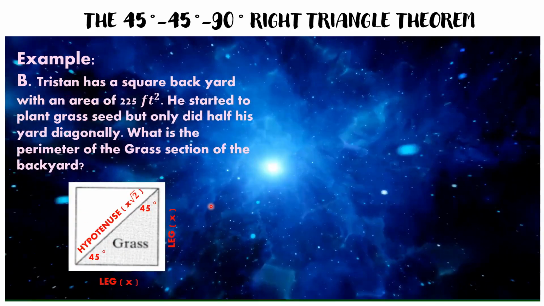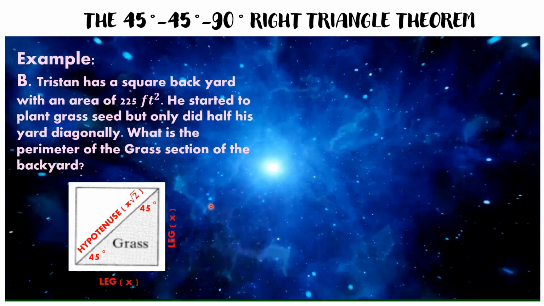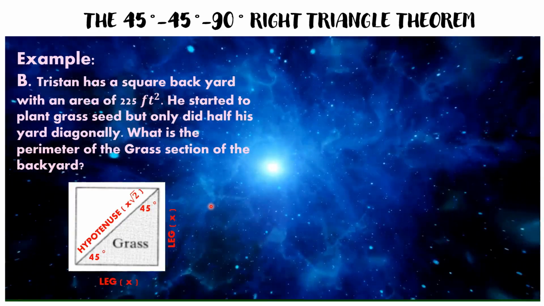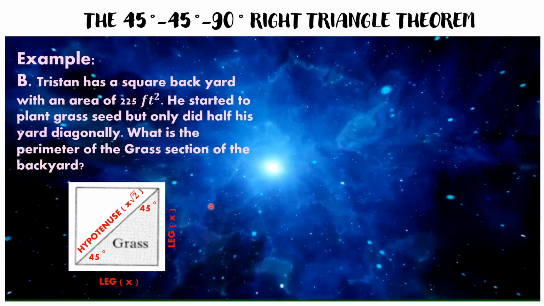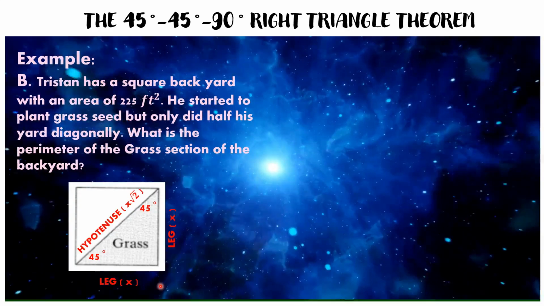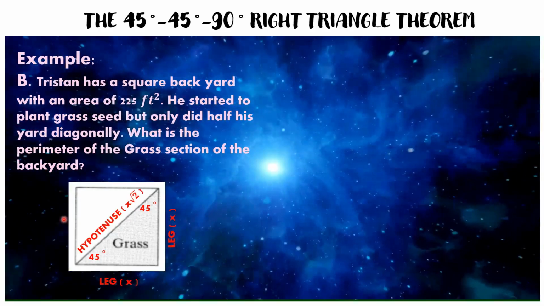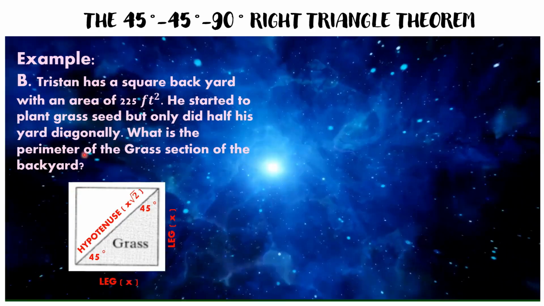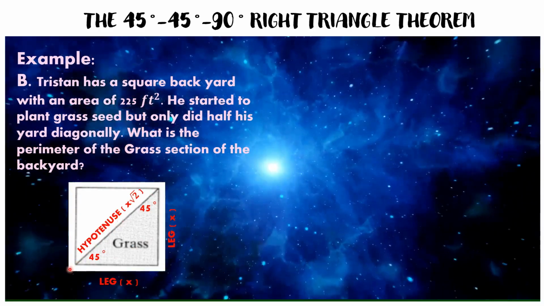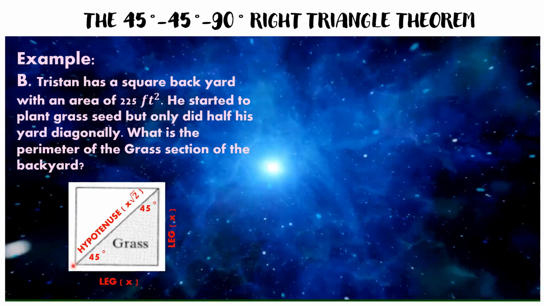Another example. Tristan has a square backyard with an area of 225 square feet. He started to plant grass seed but only did half his yard diagonally. What is the perimeter of the grass section of the backyard? In the given problem, the illustration is here. We have Tristan's square backyard, and half of it is the grass section, divided diagonally.